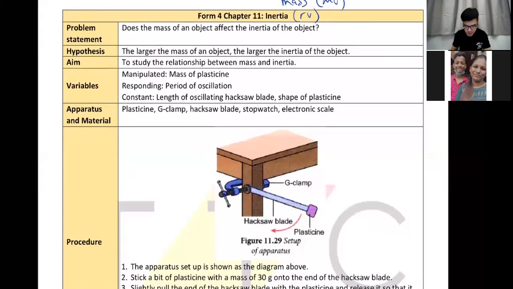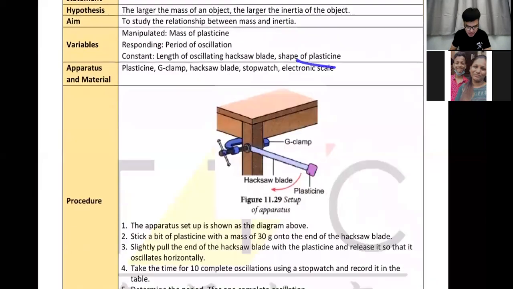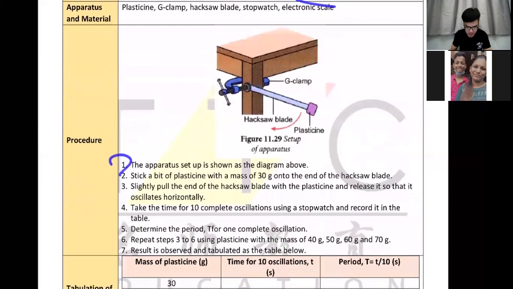Okay, you need to keep it the same length. The shape. All right. So first step, set up the apparatus as shown. Number 2, you make a mass of plasticine here, and then you oscillate this thing. You pull it, and then you release this thing so that they can oscillate. So you see, stick a bit of plasticine with mass 30. Slightly pull the end of the hacksaw blade and release so that it oscillates.